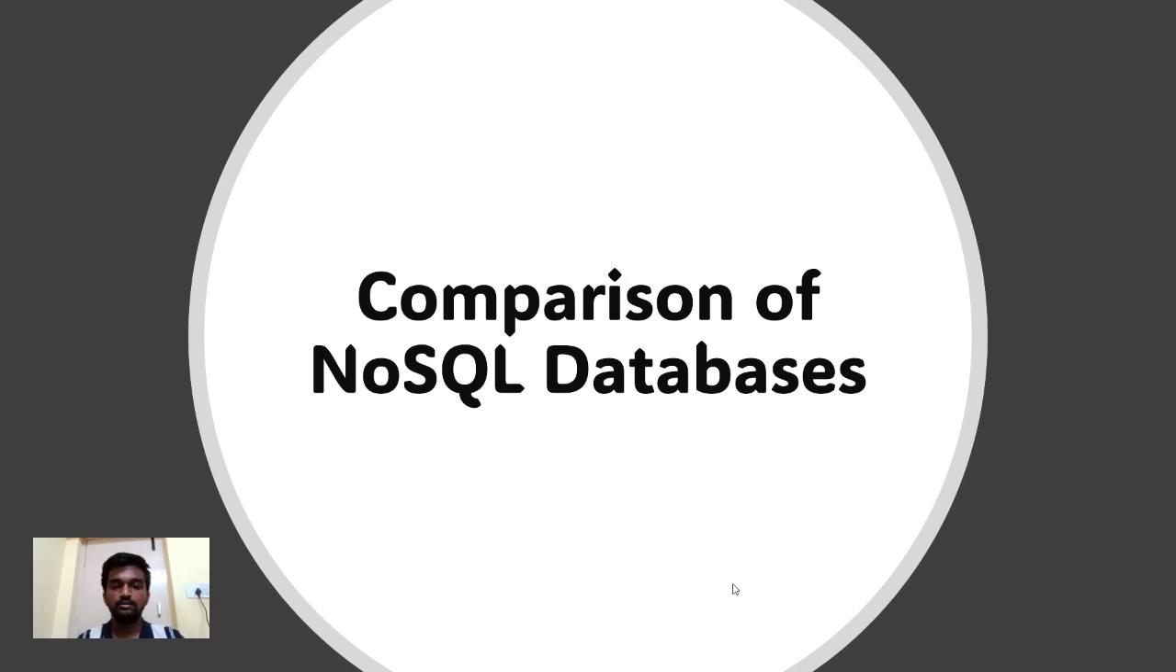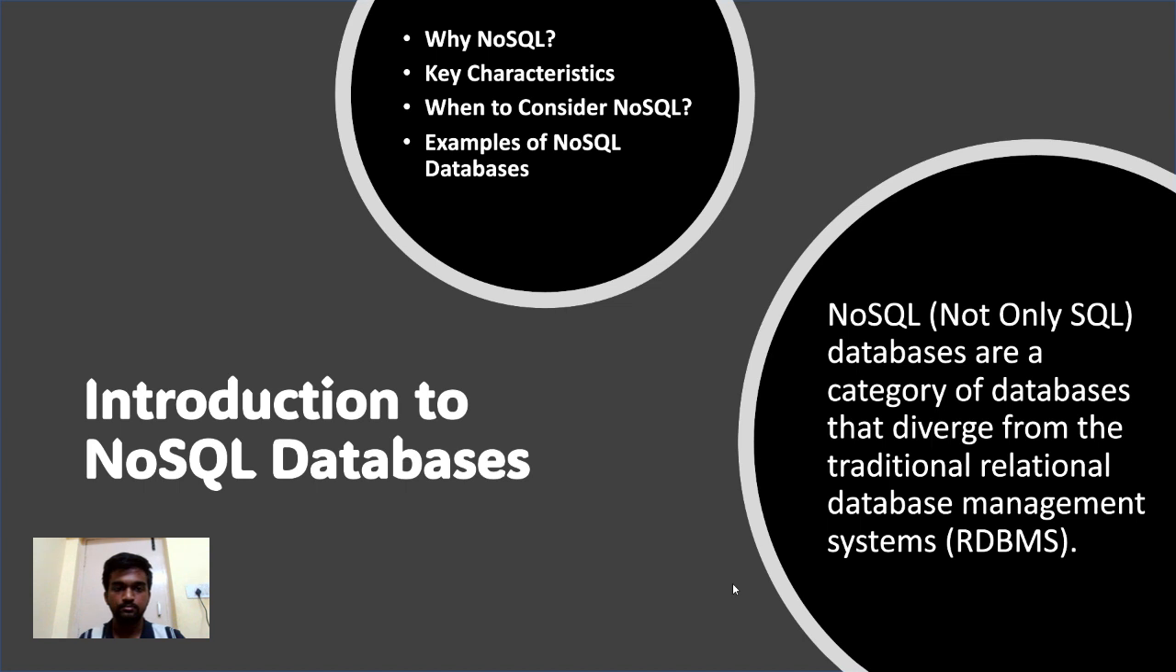So NoSQL is a type of database, a category of databases that diverge from the traditional relational database. They are designed to handle a large volume of structured, semi-structured, and unstructured data. NoSQL databases offer flexible schema designs, horizontal scalability, and high availability. So next is introduction of NoSQL databases.